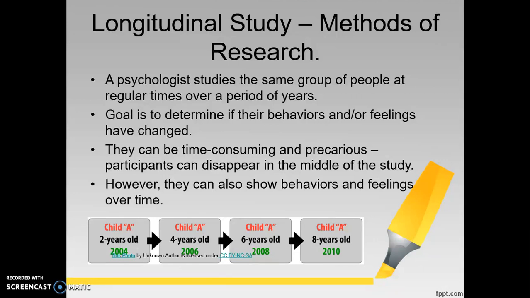Do they still want to be a fireman or a princess when they're 2 years old? Maybe at 8 years old, they might not want to be a princess or a fireman anymore. Maybe they want to be a doctor or a lawyer, or maybe they want to be a teacher or something like that. So again, we try to see how those feelings and behaviors have changed over time with a certain individual.